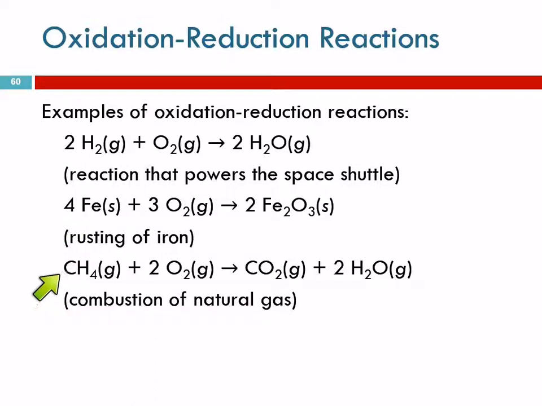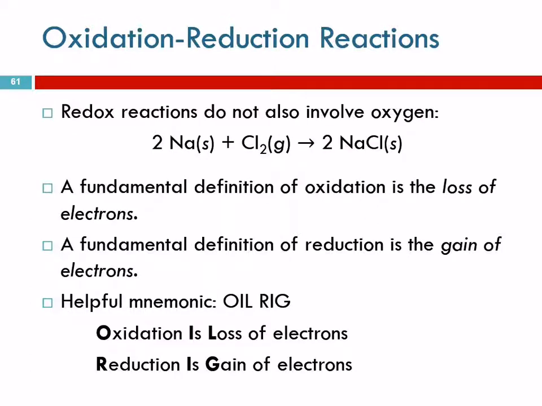And here we have the combustion of natural gas. You turn on a Bunsen burner in the lab, or you turn on the gas burner on your stove at home. This is the reaction that is occurring. So these oxidation-reduction reactions are all over the place. There are also some that do not involve oxygen.